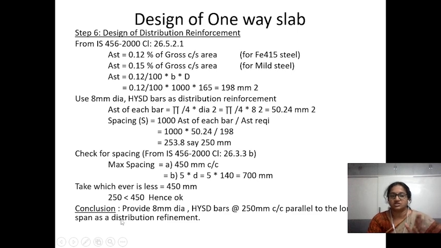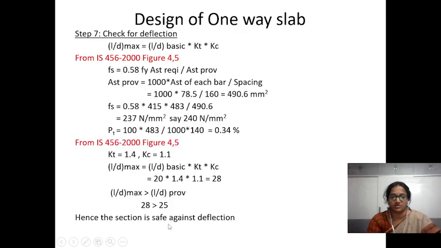So with this I have written the conclusion for distribution bars also as provide 8 mm dia HYSD bars at the rate of 250 mm center to center parallel to the longer span as distribution reinforcement. Now coming to the check for deflection. As we all know, the formula is L by D maximum is equal to L by D basic into KT into KC. So from IS 456 I have taken the values of KT and KC.